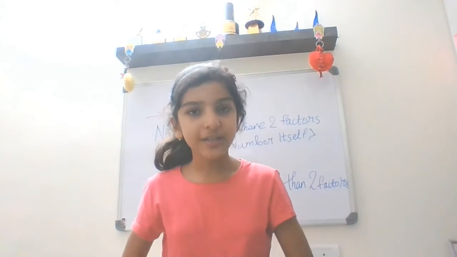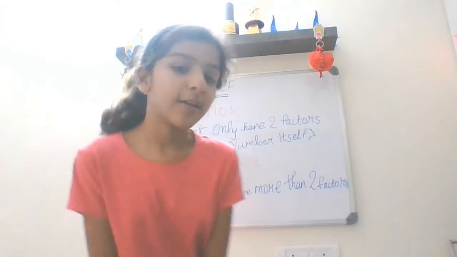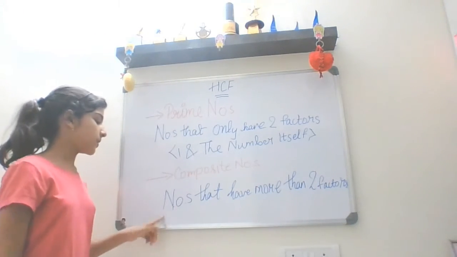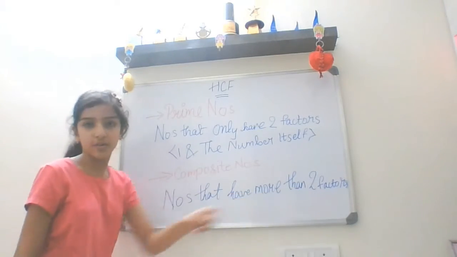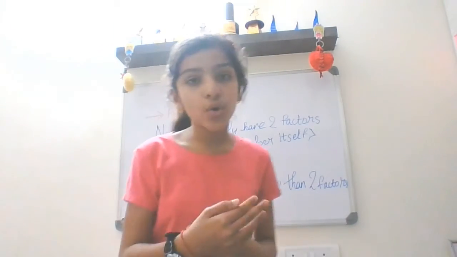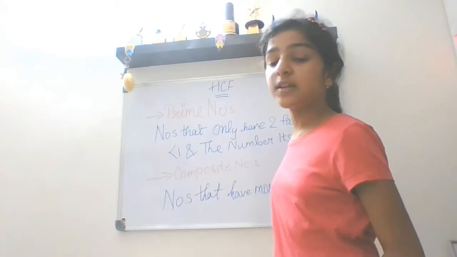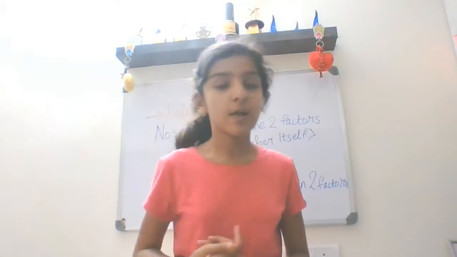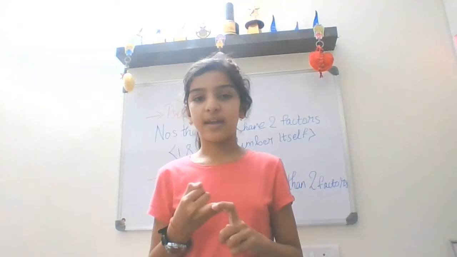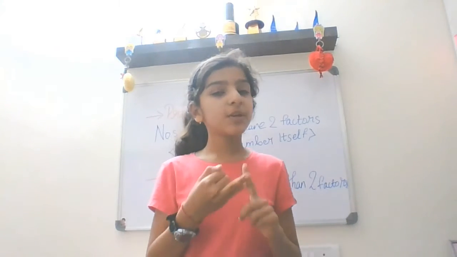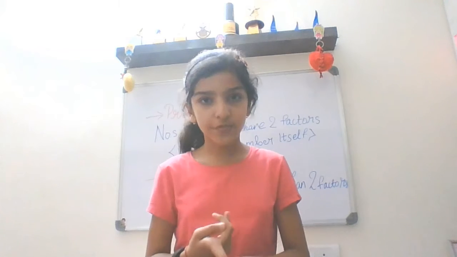Right? Next, let's see about the composite numbers. Composite numbers are numbers that have more than two factors, that appear in more than two tables. Like more than 1 and the number itself, it appears in other number tables as well. For example, 8. 8 appears in 1, 8, the tables of 1, the tables of 8. It also appears in tables of 4 and the tables of 2. Okay, so that is a composite number.